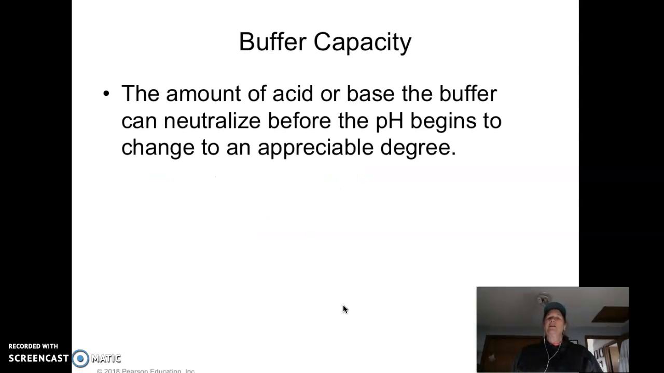The buffer's capacity is the amount of acid or base the buffer can actually neutralize before the pH begins to change a lot. If it's only changing from 3.7 to 3.6, that's not a lot. That's only a tenth. But if it starts going from 3.6 to 2.2 and then 1, that's a lot. So buffers have a capacity. They can absorb quite a bit, and then when they've been saturated, they can't do it anymore.